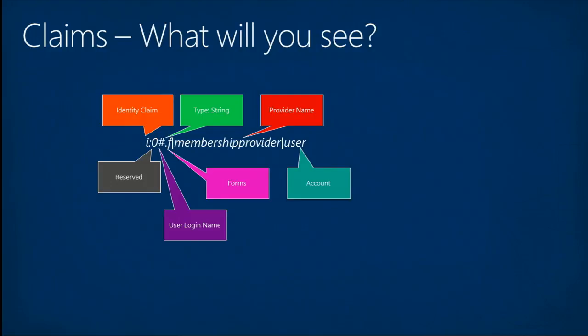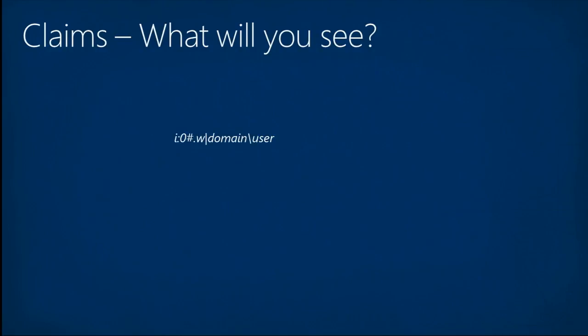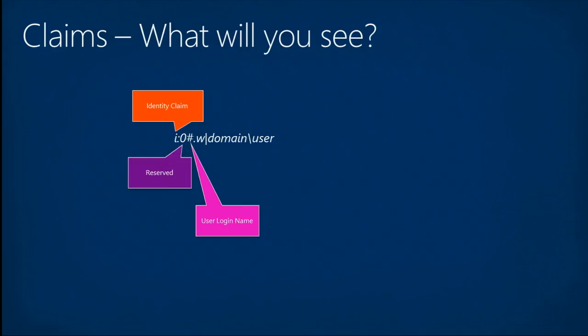So what about this one? This is probably one you've seen more often. It's a domain account added to SharePoint. Same kind of process. I for identity, reserved again, user login account. We've got a type of string. This time W for Windows, F before for form, W for Windows. And then, of course, we have the domain account.